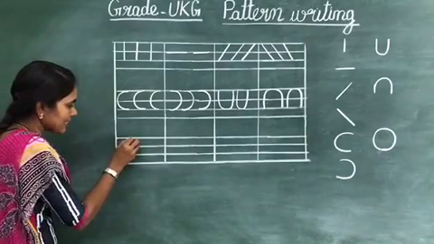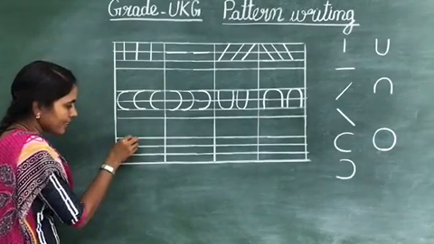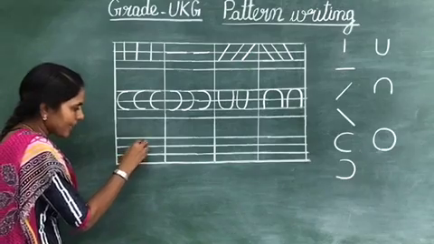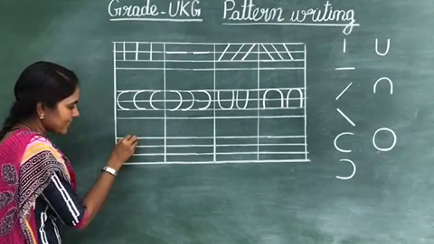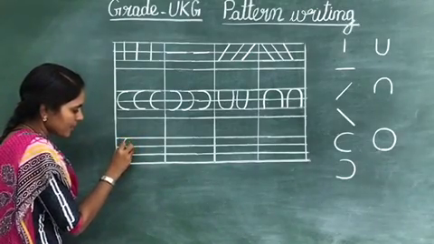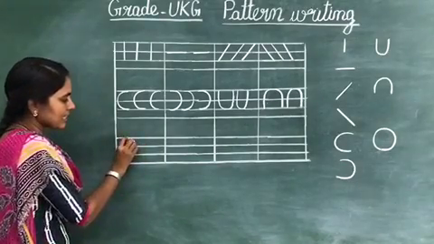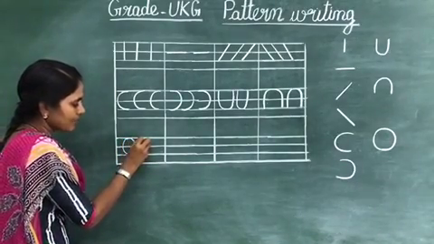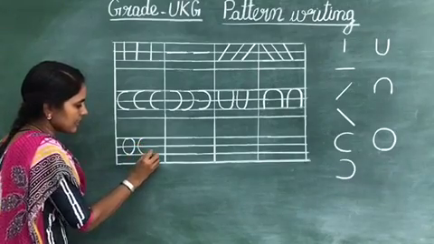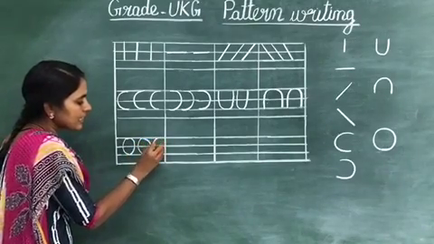Now see how to write the circle. From the red line to the second blue line, again go up. Yes, from the red line to the second blue line, again go up. Circle. Tell, children. Circle.